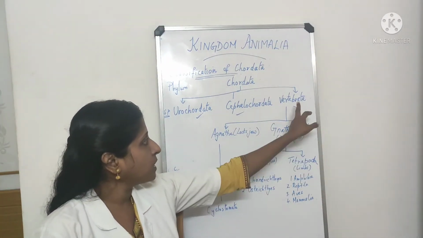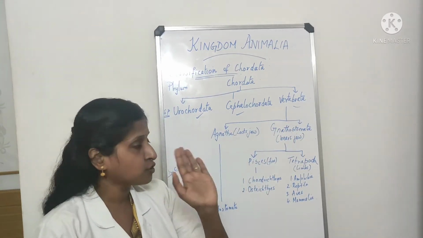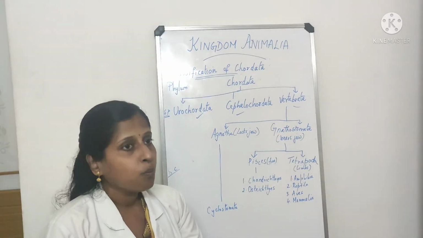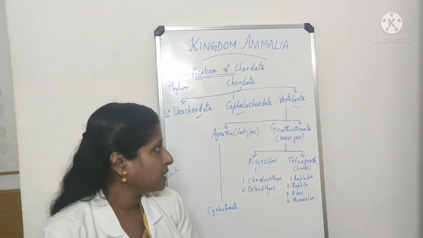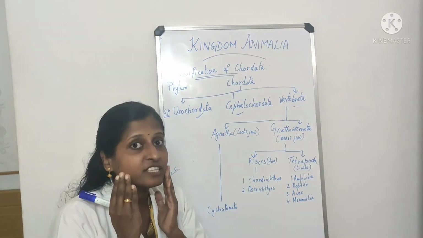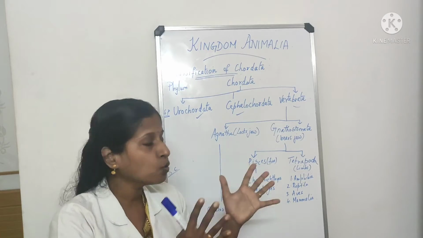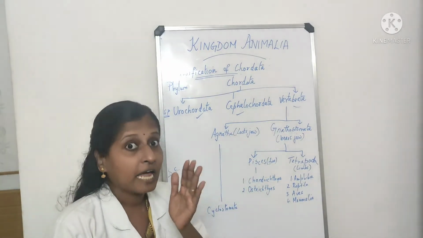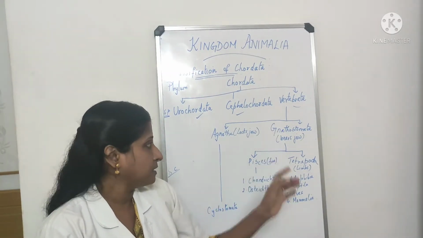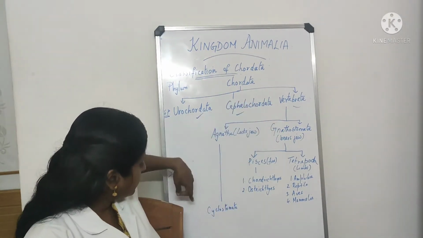Now, this Vertebrata can be divided into two groups again, two divisions, two categories. One is Agnatha and another one is Gnathostomata. One which does not have a jaw, we put under a group called Agnatha. And which bears a jaw, we put under Gnathostomata.